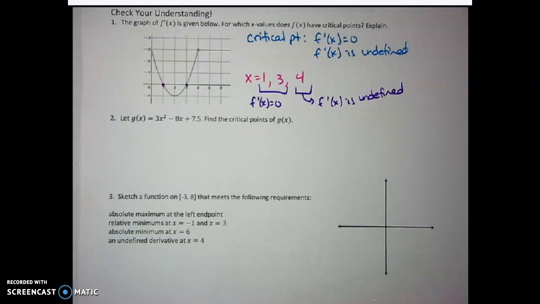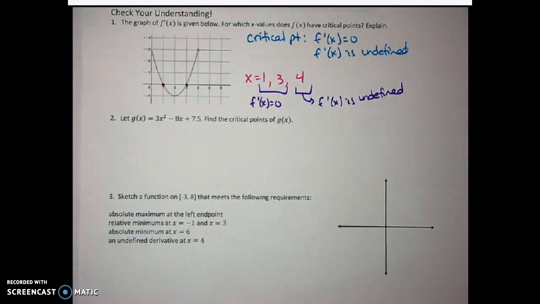Example number 2. Let g of x be 3x squared minus 8x plus 7.5. Find the critical points of g of x. Again, the critical points are where the derivative is 0 or undefined. This is a polynomial, so keep in mind a polynomial is never undefined. So we simply need to find the derivative and then set that derivative equal to 0 and find that value of x. So go ahead and do that.